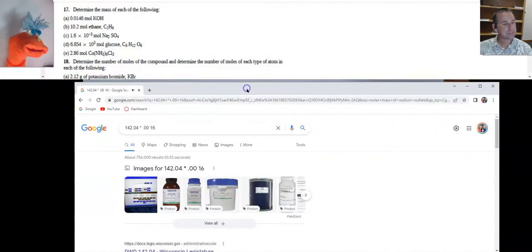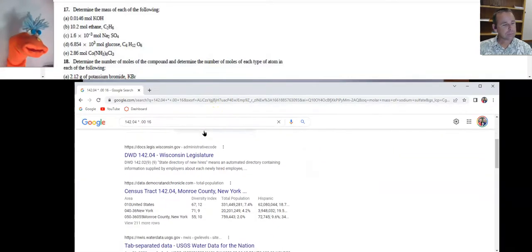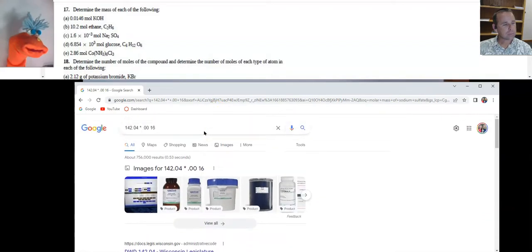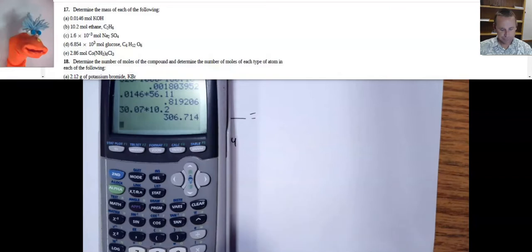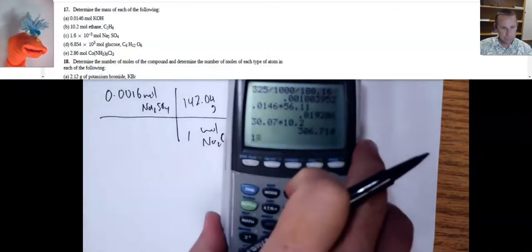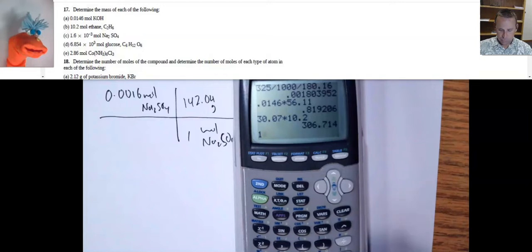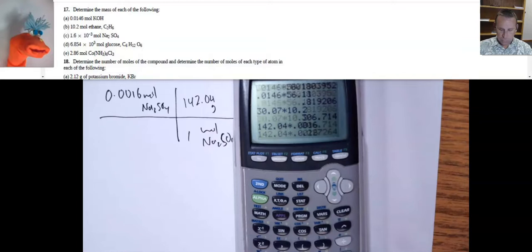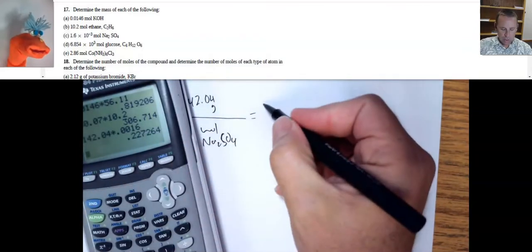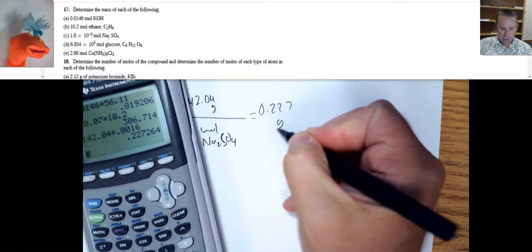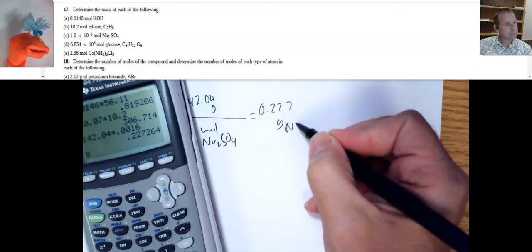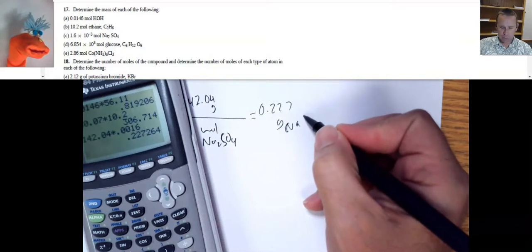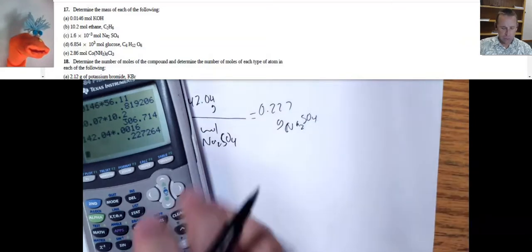Showing pictures that match. That didn't work. Okay, 0.227. And that's grams of sodium sulfate. Okay.